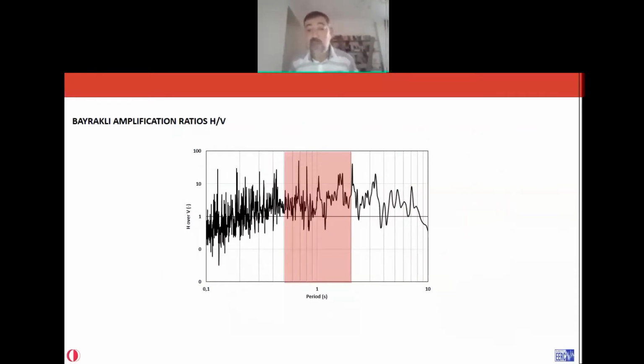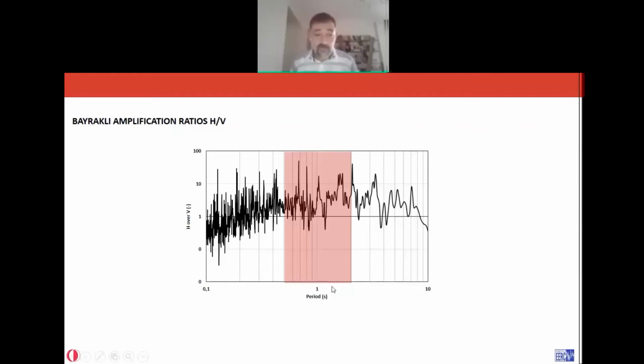Whichever aspect you look at it from, elastic response spectra, Fourier amplitude comparisons, H to V ratio comparisons, microtremor studies, they all suggest the same thing. Don't forget that this pink range shows the range of structures existing in Bayraklı.